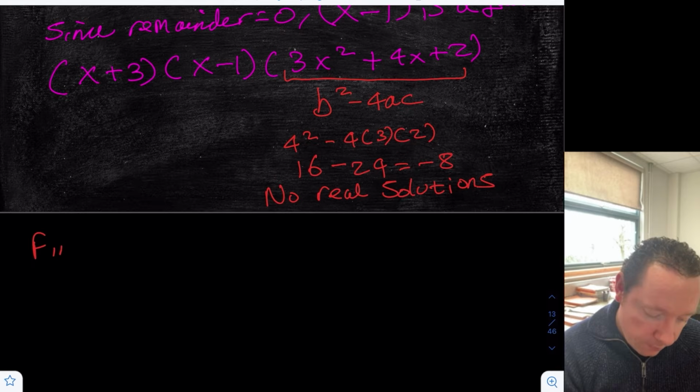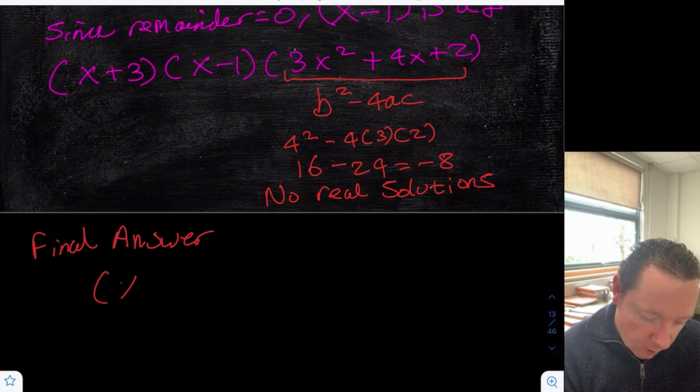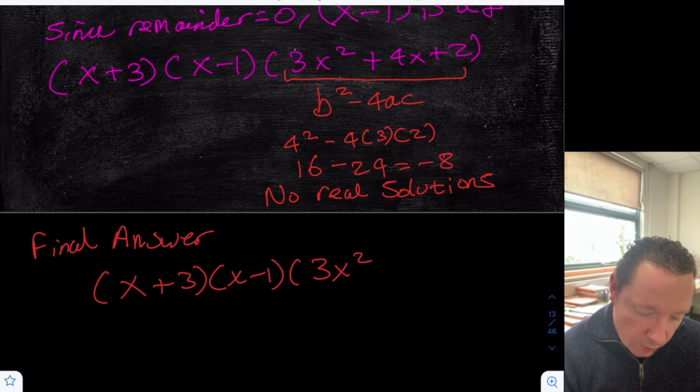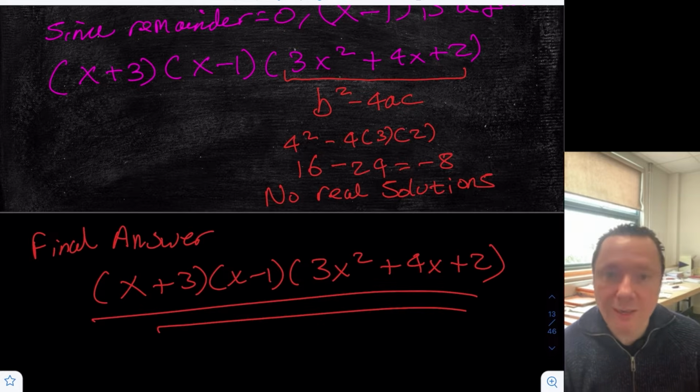Final answer is x plus 3, x minus 1, 3x squared plus 4x plus 2, and we're done there.